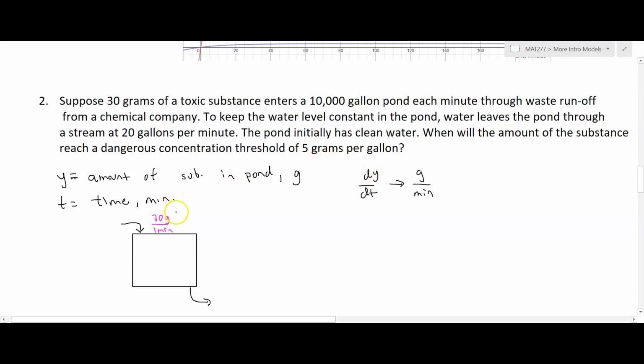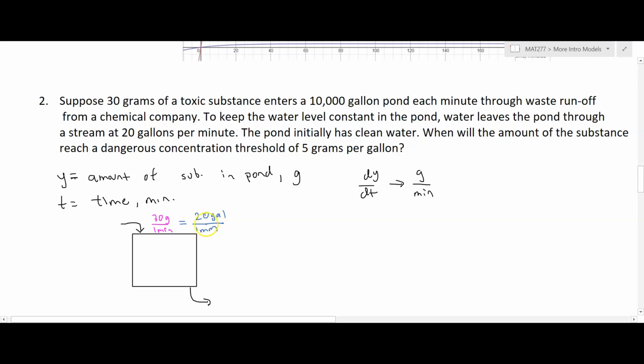So here they don't tell me what the concentration is, so I don't have to multiply the units together like I did before. But one interesting thing is that if we know that 20 gallons per minute are leaving in order to keep the water level constant, that must mean that there's 20 gallons per minute coming in as well. Now again, this is not something that you need to know.